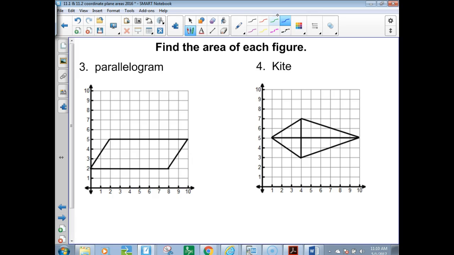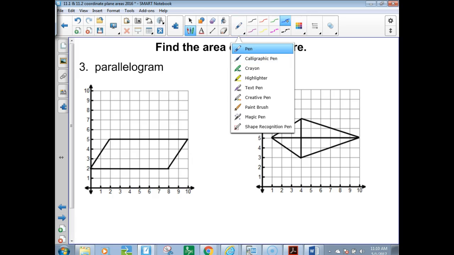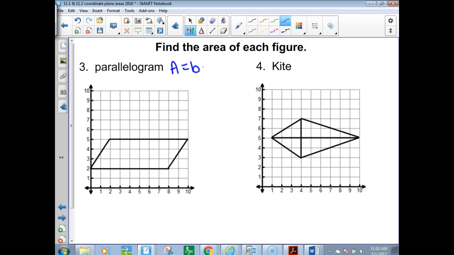For the parallelogram, the area formula, area is base times height, no dividing by 2. So this will be a quick one. Since we just want to find the base, count over on the bottom, 8 units, and then the height, anywhere perpendicular, straight down from between the bases, and that's just 3. We just need to calculate 8 times 3. And that, again, I heard you, Nathan, 24 square units.